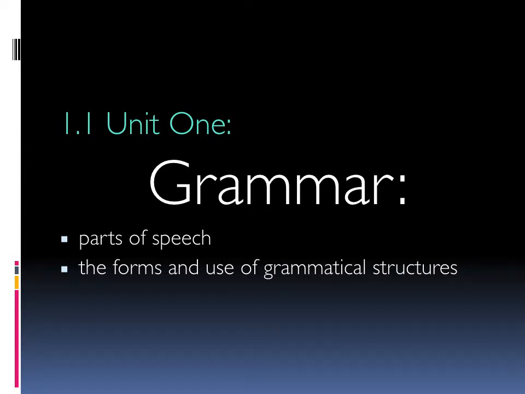Welcome to Unit 1 Grammar. This is going to be a brief overview of the 9 parts of speech.